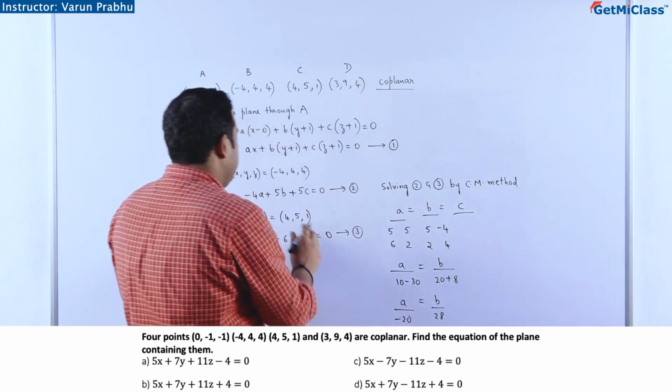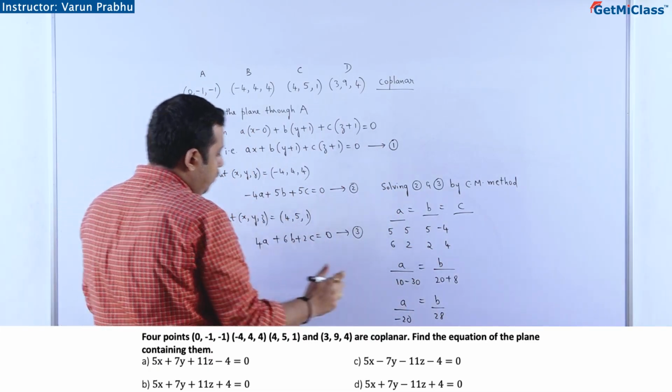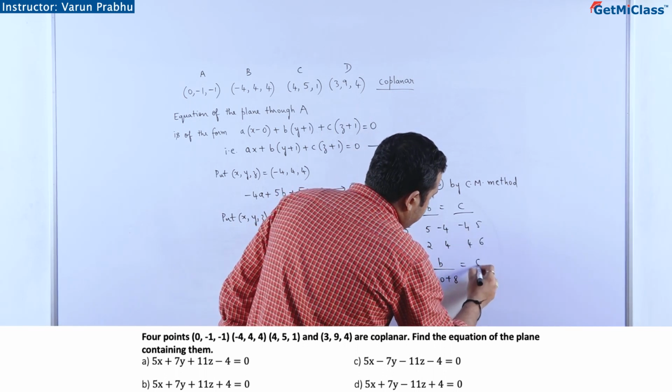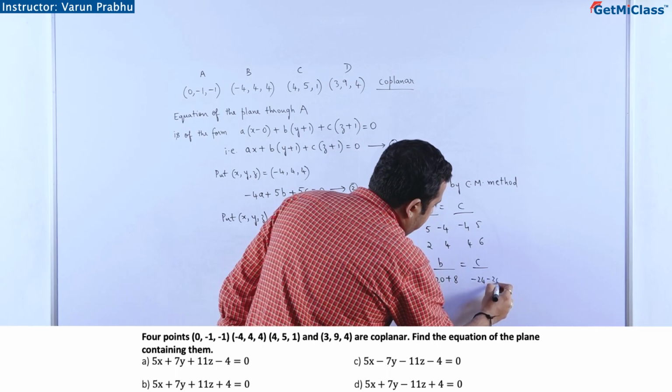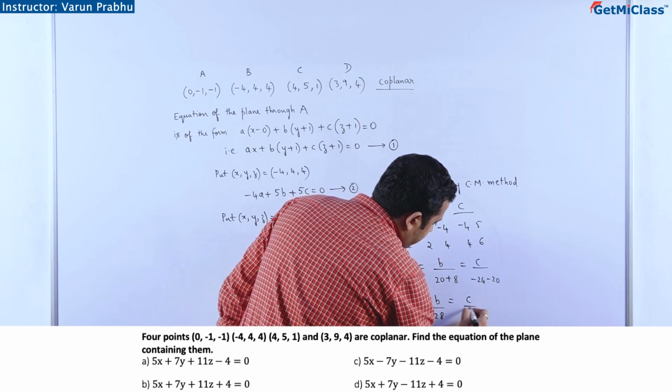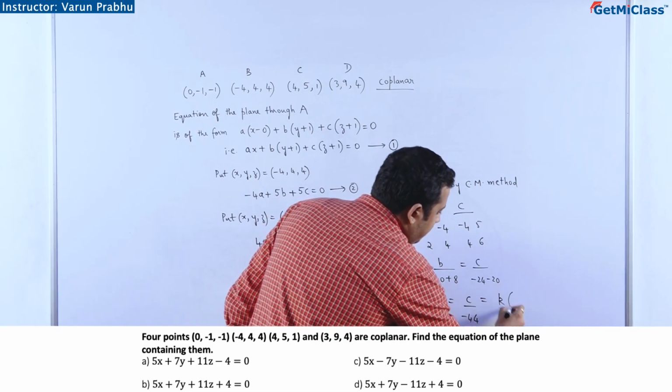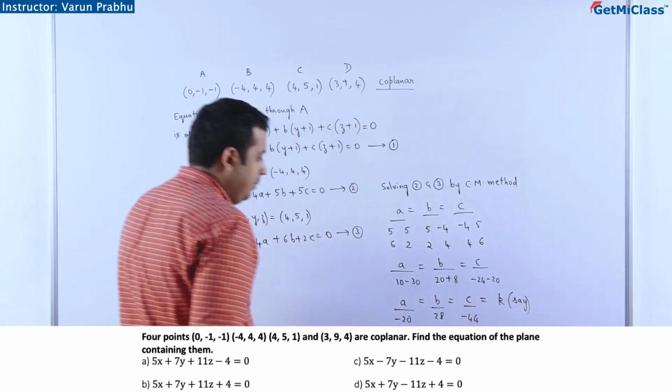C means, leave the C and C. So minus 4, 5, 4 and 6. That is equal to C divided by minus 24 minus 20, that is equal to C divided by minus 44. That is equal to, let me put it as K, say.